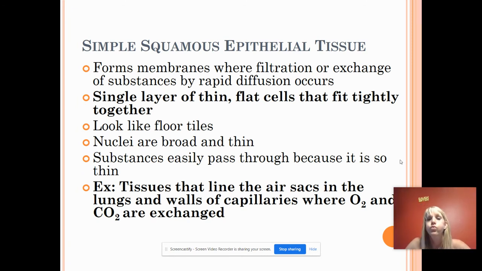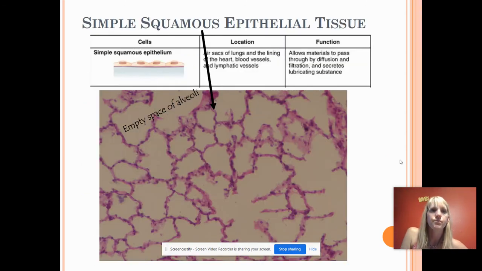So where do you think that would be? Where do you need to diffuse things? Your lungs? Good guess. Yes. So your alveoli, your air sacs, are going to be made of this. When we dive deep into that chapter, we'll talk about this again, because gas exchange can diffuse a lot faster through something thin than through something thick. So that is where simple squamous epithelial tissue would be found. I keep saying it wrong. I apologize.